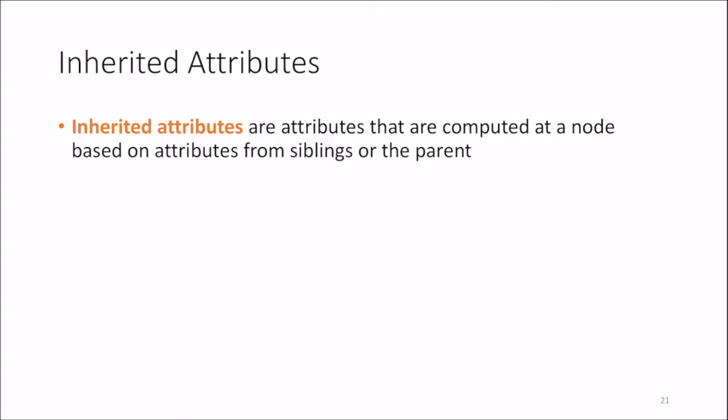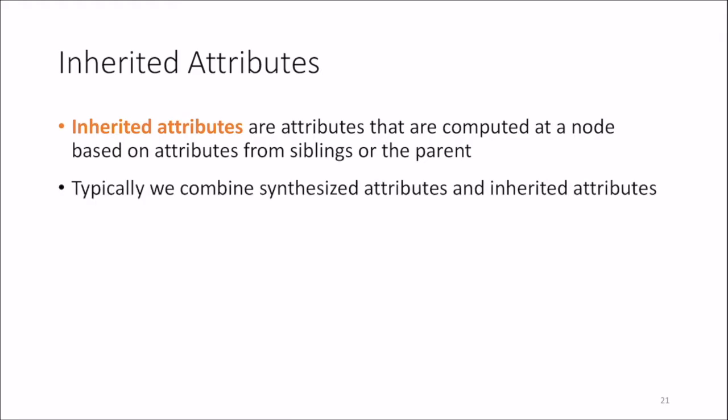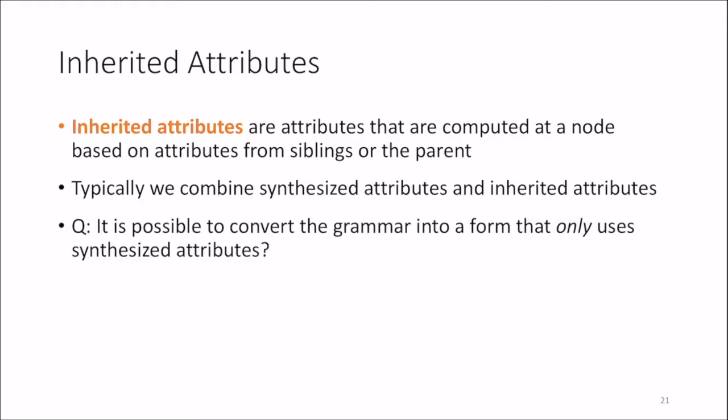Inherited attributes are any attribute that's computed at a node based on the attribute from its siblings or the parent. So it's not bottom up. Typically, we combine synthesized and inherited as we saw in the previous example. So the question is, can we convert that comma separated list grammar, or that subgrammar that is for variable declarations that can have multiple comma separated identifiers? Can we convert that to use synthesized attributes? And it turns out you can.